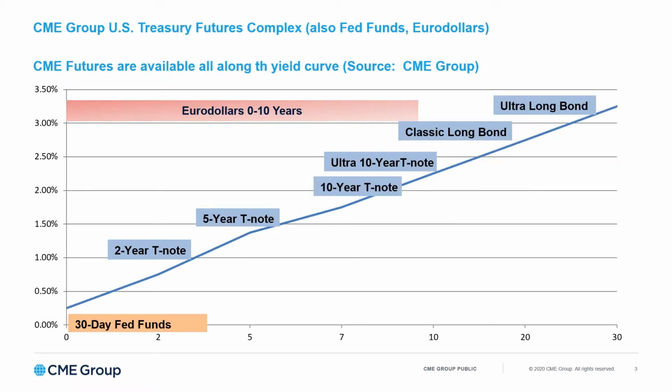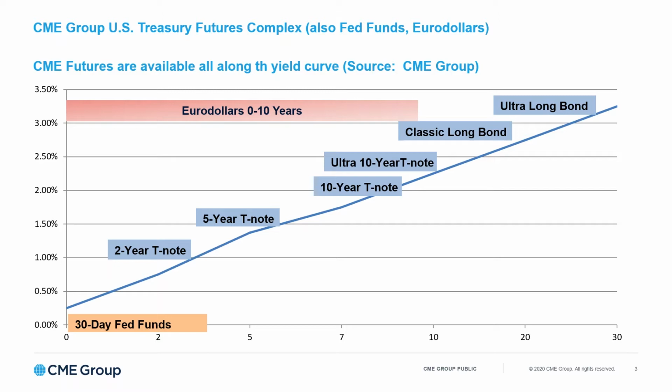So this slide depicts the yield curve, and also the products that the CME offers to allow people to take advantage of opportunities trading the yield curve. You can see the 5-year note futures, 10-year note futures, ultra 10-year note futures, classic long bond, and ultra bond. They can all be traded in various permutations to take advantage of shifts in the yield curve. We also have short-term interest rates, Eurodollar futures and 30-day Fed funds futures.